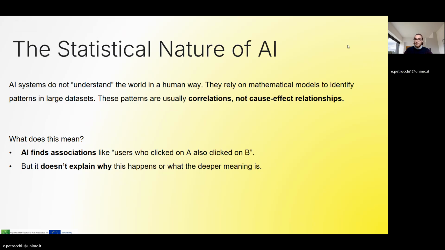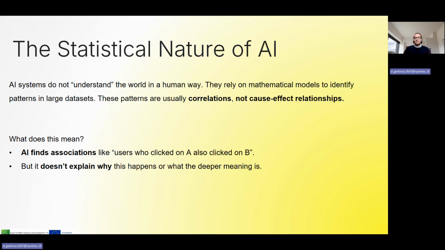They don't understand the world as we do, but they rely on mathematical models to identify patterns in large datasets. These patterns are usually correlations. They are not based on cause-effect relationships, which is the way human intelligence works. But by analyzing these large datasets, AI systems are able to find invisible patterns and correlations. Indeed, AI finds associations like "users who clicked on A also clicked on B." This is not a causal relationship, but it has a statistical probability of being true.